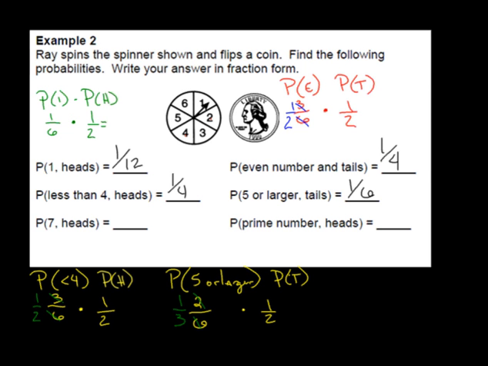Our next one here says the probability of getting a 7 and a heads. Well, the probability of getting a 7, well, I do not see a 7 on my spinner, so that's going to be 0. And this is still 1/2, and it doesn't matter what the second probability is. If you're multiplying it by 0, the answer is still 0.